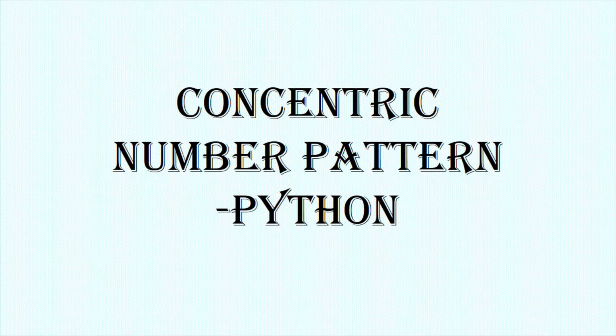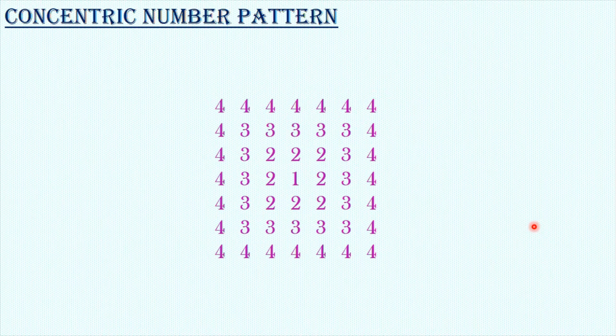Back to our channel. In this video, let us write a Python program to display a concentric number pattern. There are many concentric number patterns. The one that we have considered in our logic is as displayed on the screen. Here 4 forms the outermost square and 4 minus 1, that is 3, forms a square innermost to 4. This continues until the inner box is filled with 1.